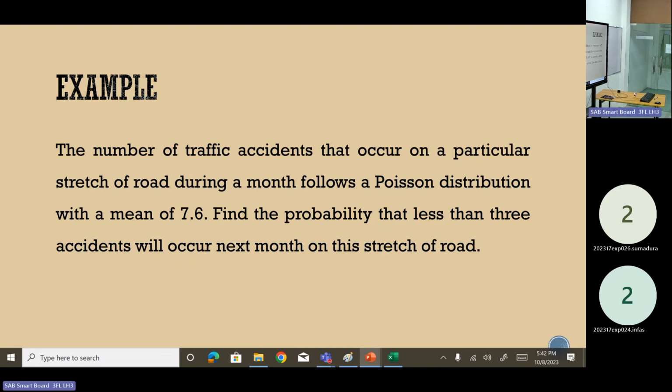less than 3 accidents will occur next month. Less than 3 accidents will occur this month on this stretch of road.